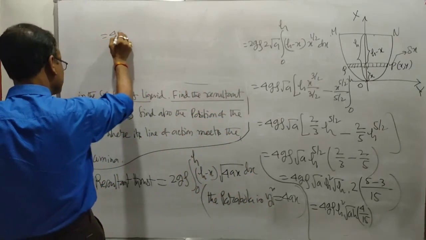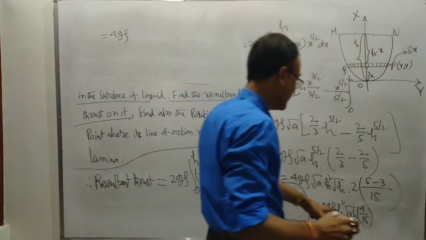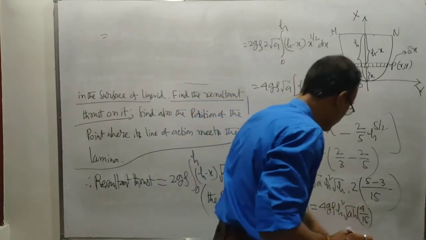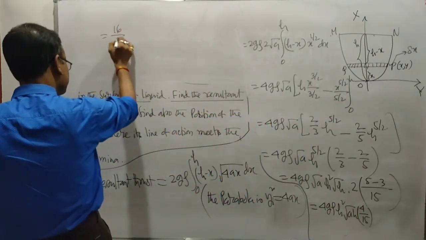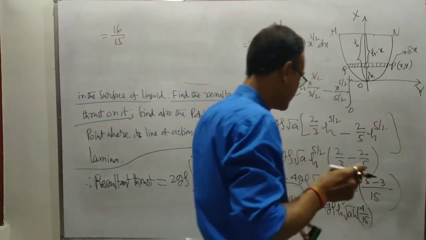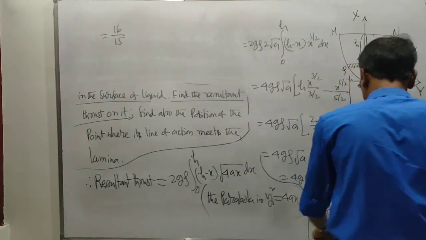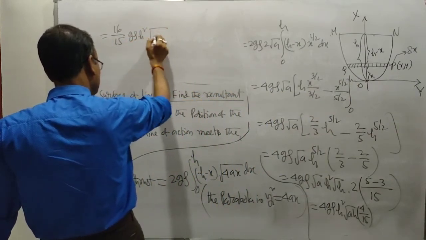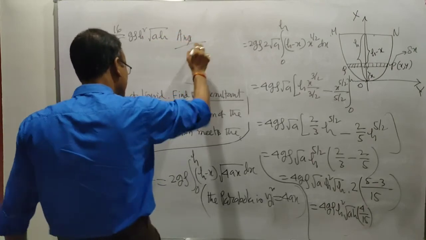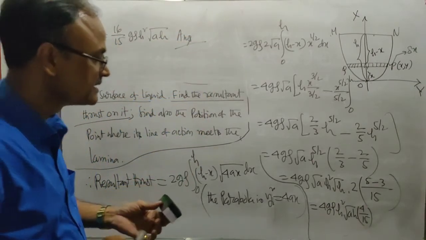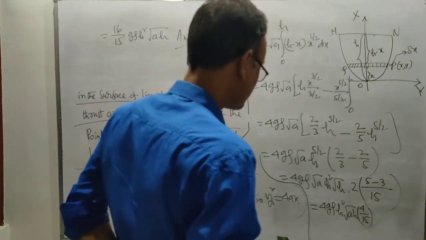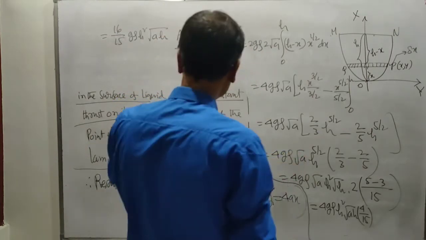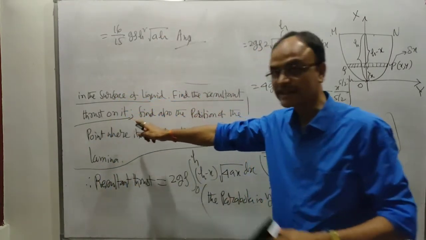This is equal to 4 rho H square. No, not 4 into 4, 16 by 15, rho H square root over AH. This is the resultant thrust. 16 by 15, this is the resultant thrust. This is one answer, and find the resultant thrust on it.